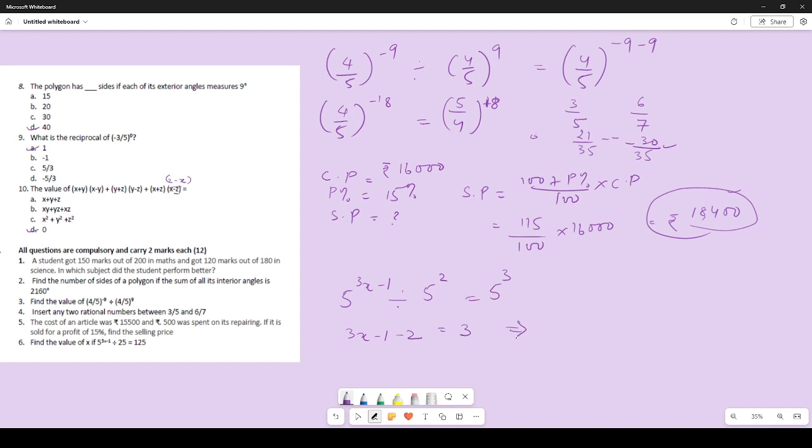So what does this imply? This implies 3x is equal to 3 plus 3. Now minus 1 and minus 2 together, if you take them, they turn into minus 3. So when this minus 3 moves to this side, it becomes plus 3. So 3x is equal to 6. That means x is equal to 2. So that's how we find the value of x.